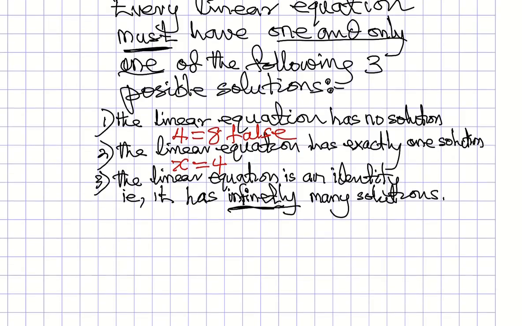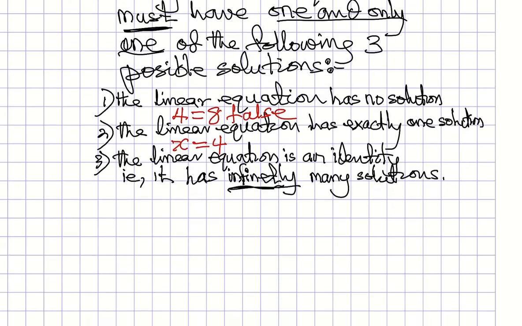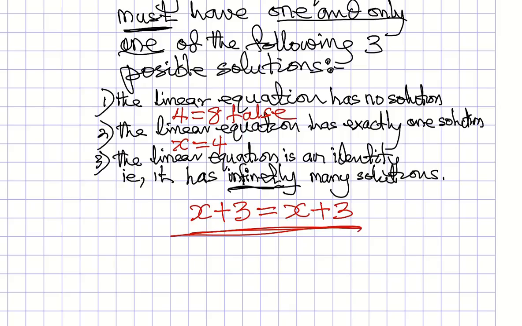The third condition is that a linear equation can be an identity after you solve it. After you solve everything, you get an identity, right? So a linear equation is an identity in that situation. This only means that it has infinitely many solutions. Let me give you an example. Let's say you solve the problem and you end up with x plus 3 equals x plus 3. If you end up with something like that, this is an identity.